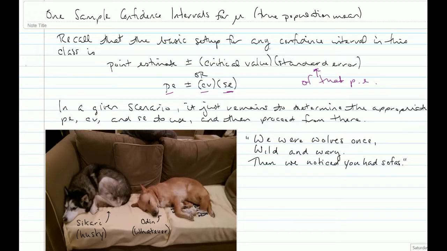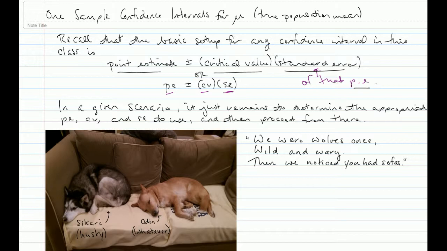In this video, we're going to do one sample confidence intervals for mu, the true population mean. If you've already watched the video for the confidence intervals for proportion, this is going to follow the same format for the most part. So for example, we're going to start off by recalling that the basic setup for any confidence interval in this class is point estimate plus or minus critical value times the standard error for that estimate. And that's the standard error of that point estimate.